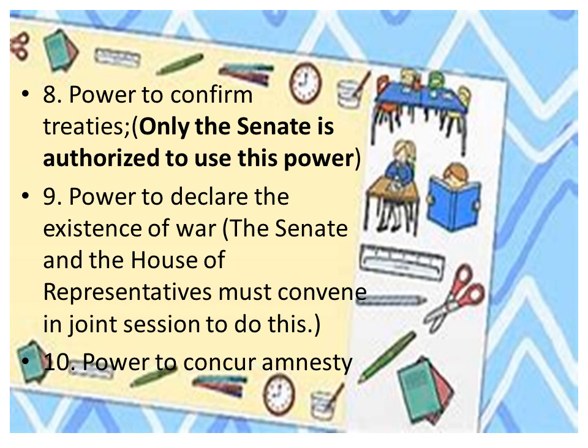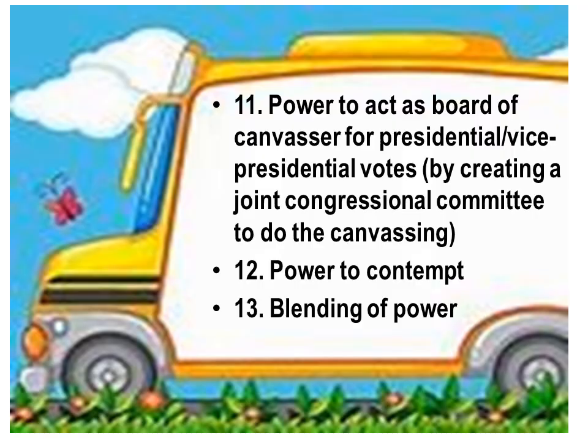Power to confirm treaties. Only the Senate is authorized to use this power. Power to declare the existence of war. The Senate and the House of Representatives must convene in joint session to do this. Power to grant amnesty. Power to act as a board of canvassers for presidential and vice presidential votes by creating a joint congressional committee to do the canvassing. Power of contempt and blending of power.